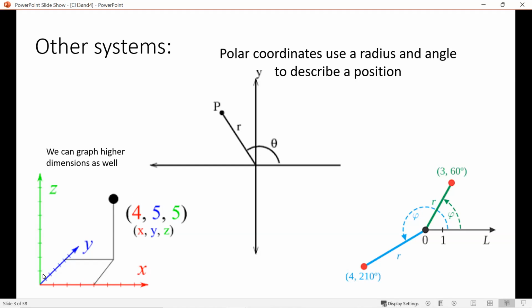We can take our coordinate system into 3 dimensions, and we call it an x, y, and z axis. We can also take the polar coordinates into 3 dimensions as well.